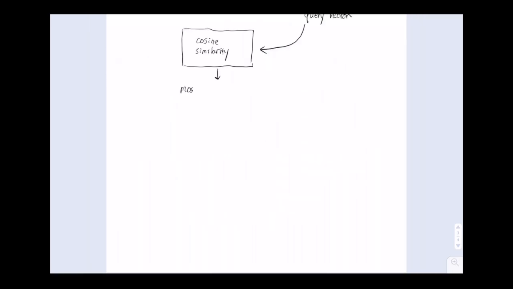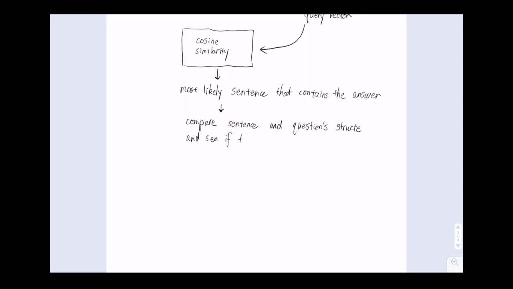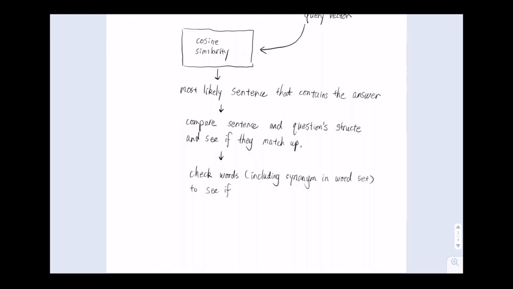The cosine similarity comparison will give us the most likely sentence that contains the answer. After retrieving such a sentence, we compare the sentence structure to the question. If the structure of the sentence and question match up, we'll check the words, including synonyms from a word set, to see if they match up as well. Then we'll go through a similar post-processing to restructure and make the answer smooth.